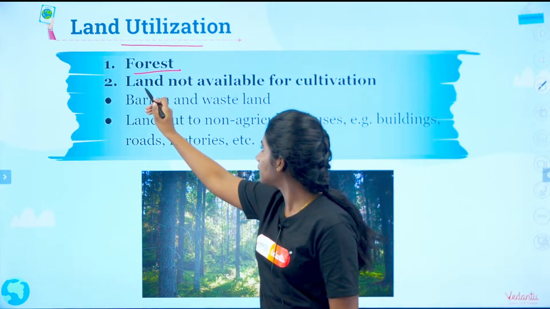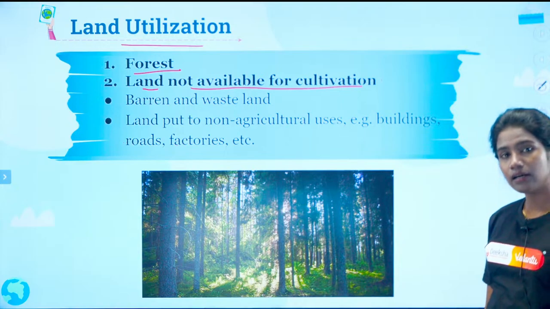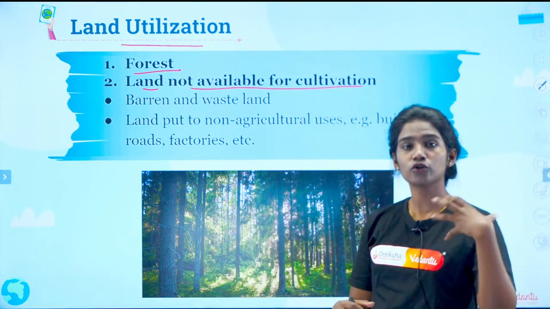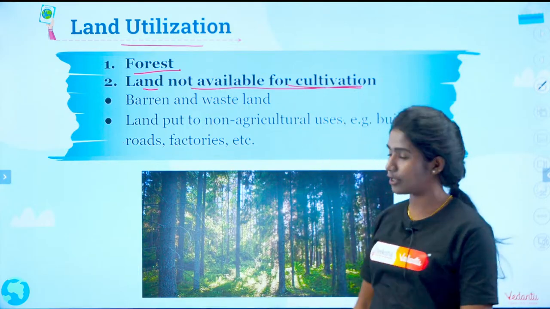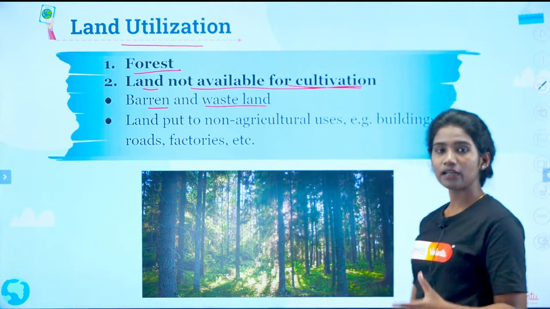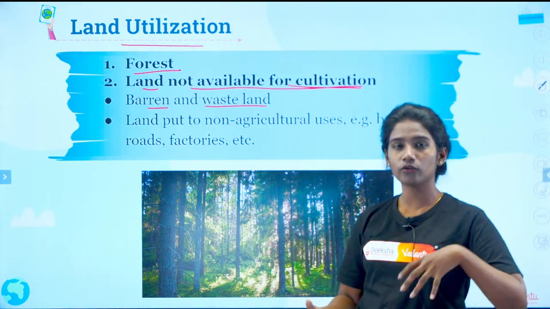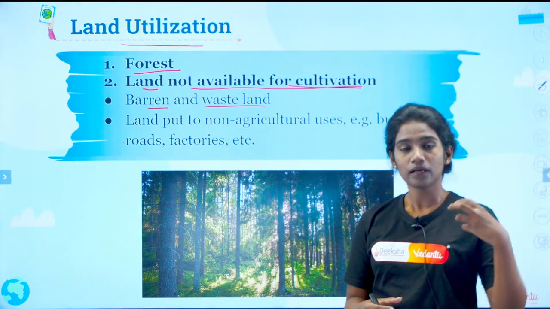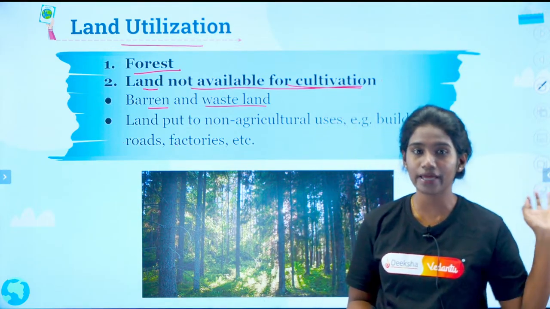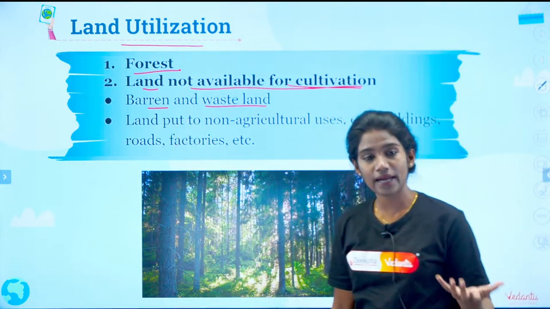And then the second one is the land that is not available for cultivation. Do you agree with that? See, in our country there is a large area of land which is not actually utilized for cultivation. They are considered as barren and wasteland. See, if land is left without use over a period of time, then it will be converted into wasteland, because the soil will not be enriched with nutrients and all that. It will be left without being taken care of.